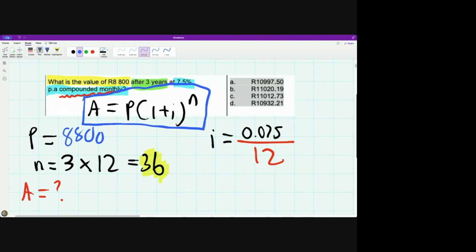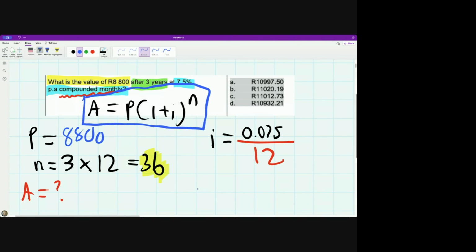So take out your calculators. Don't be afraid. You've got your calculator license. You're allowed to drive. But you need to start to think about how you are going to put this information in. So I'll give you a little tip. I would start with 8,800. I would times by open brackets, and then I go 1 plus, and I hit the fraction button. And the reason I hit the fraction is that the I needs to go in as a fraction. So 0.075 over 12, close the bracket, to the power of, and the power is 36. What option are you getting that is correct here?